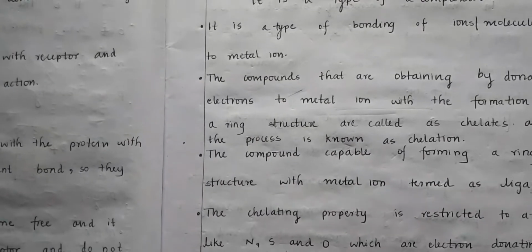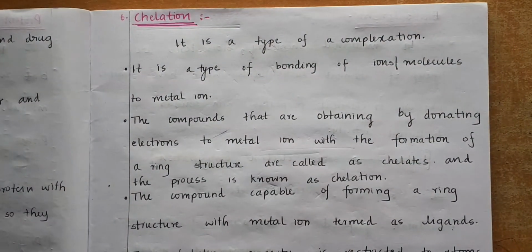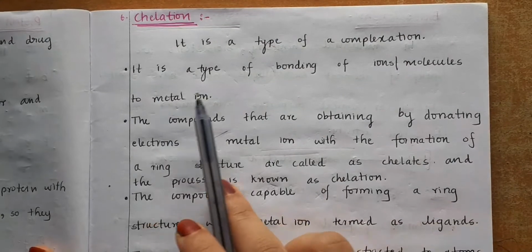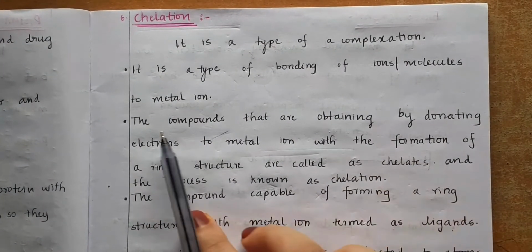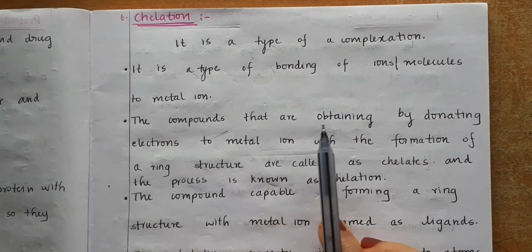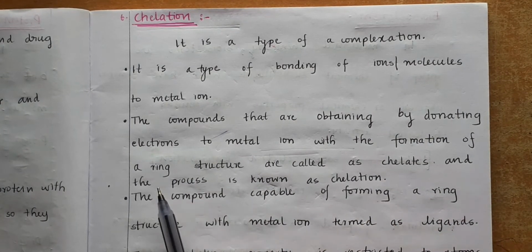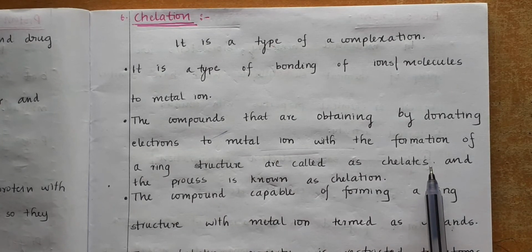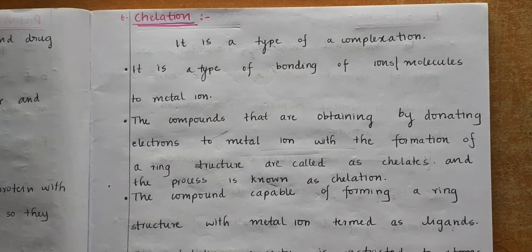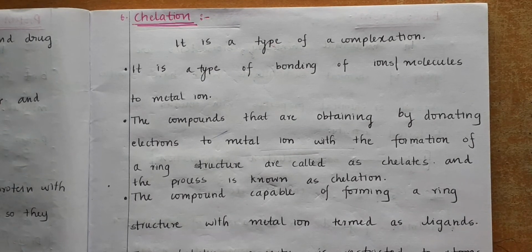Read the definition. Chelation is a type of complexation. It is a type of bonding of ions or molecules to a metal ion. The compounds that are obtained by donating electrons to a metal ion with the formation of a ring structure are called chelates, and the process is known as chelation. The compound capable of forming a ring structure with a metal ion is termed a ligand. The chelating property is restricted to atoms like nitrogen, sulfur and oxygen, which are electron donating groups.